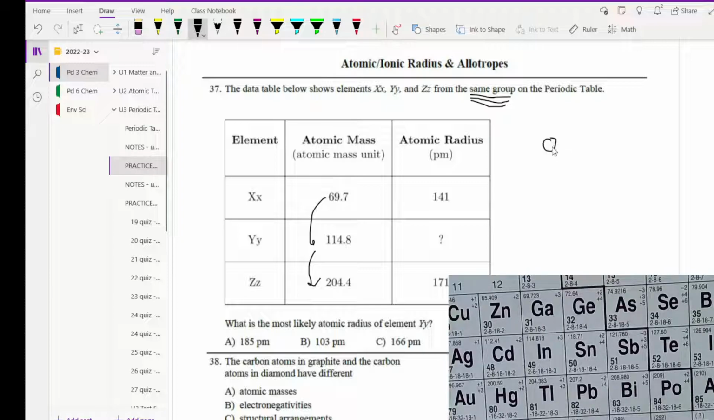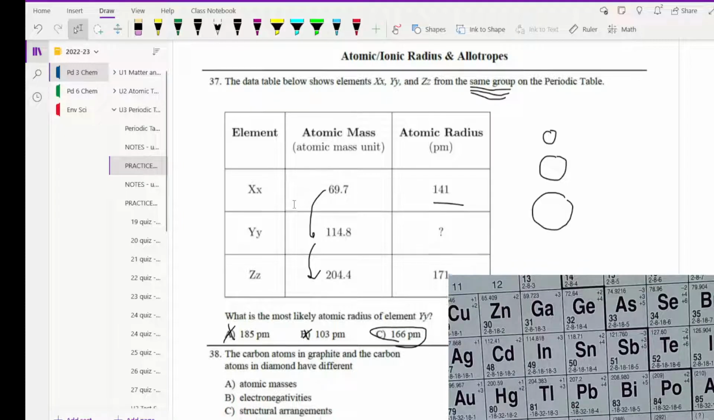If you recall, groups start off smaller, and then because of shielding effects, they get larger as you go down a group. So that's sort of important. And we'll look at our options. 185 means somehow, even though this element Y is in the middle of the group, it got larger. That can't be possible. 103, well, if the radius is 141 for the higher level group, it can't be this one. 166, that's right between those two, and that is correct.